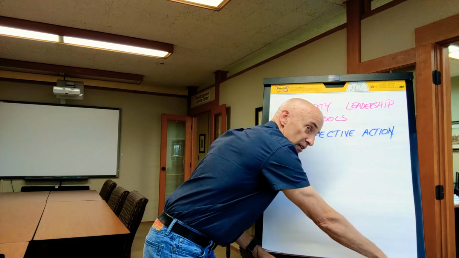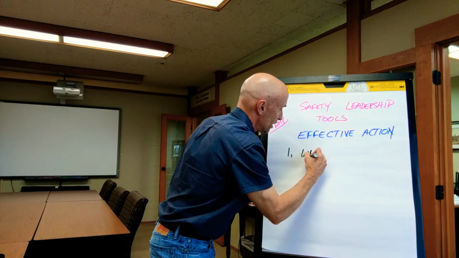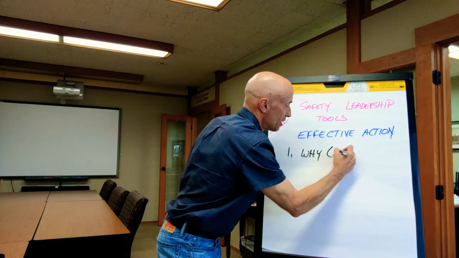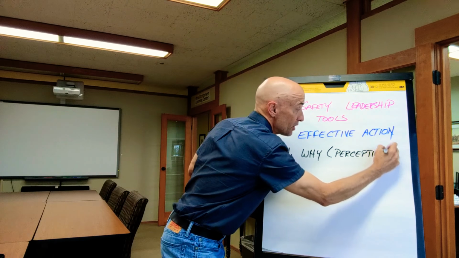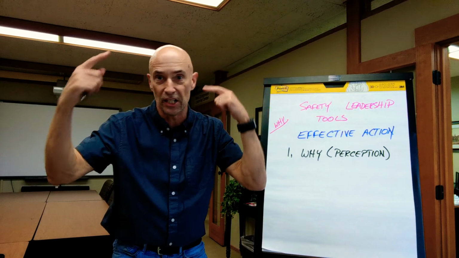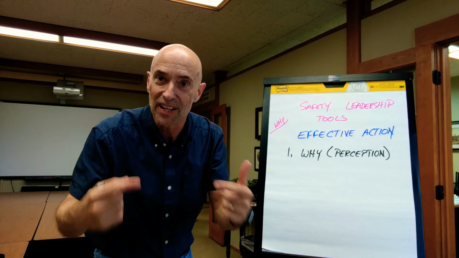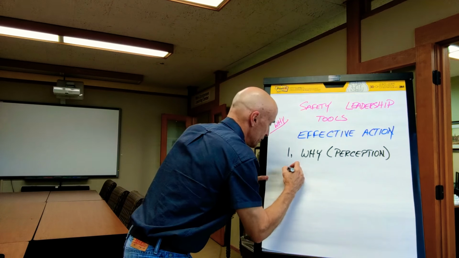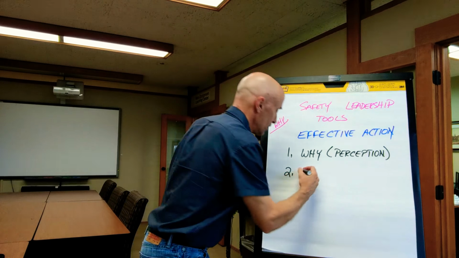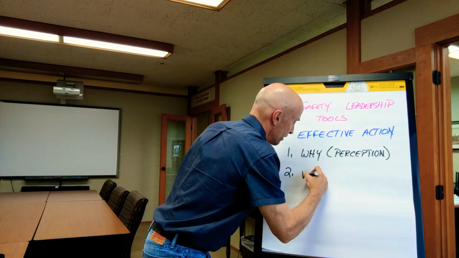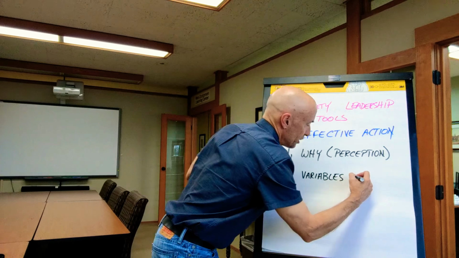But in order to do that, we've got to, first of all, know why. And this is from the point of view of the person who took the inappropriate action. What were they thinking in their head? Not why do we perceive it happened, but what do they think? Why did they do it? The second reason, we need to step back and be able to look at what are the variables that are involved in performance.